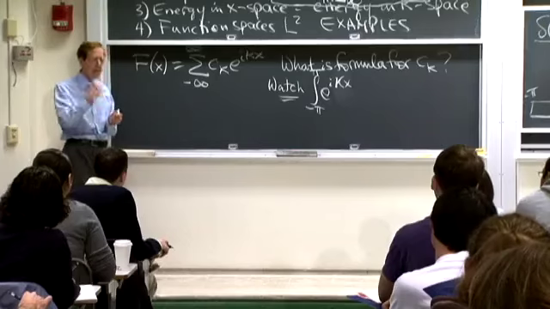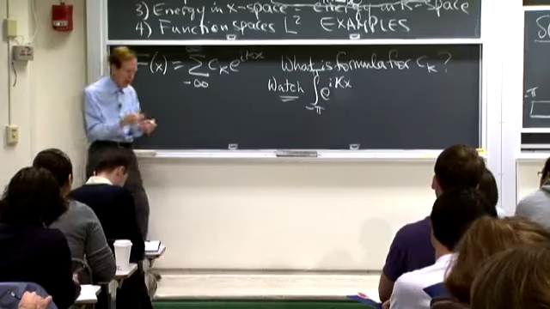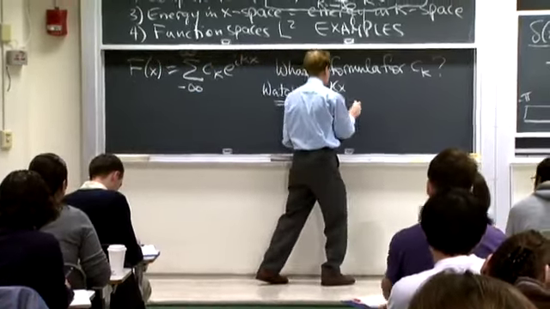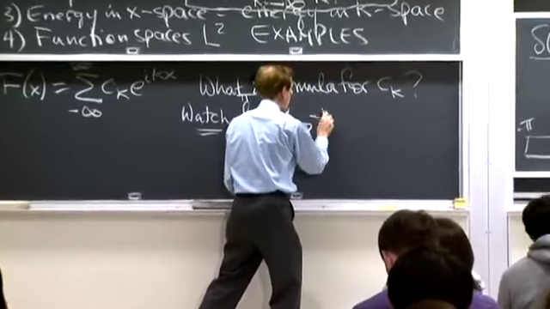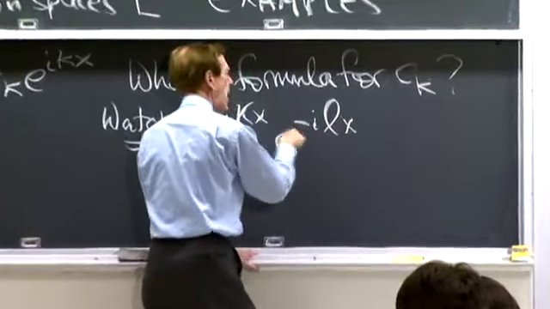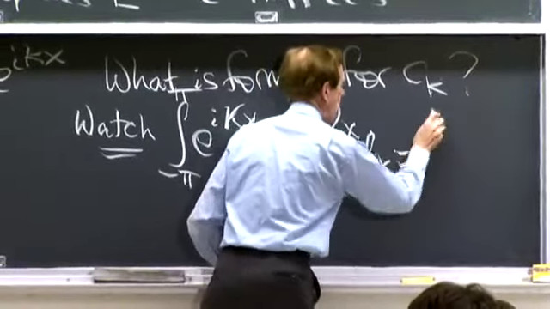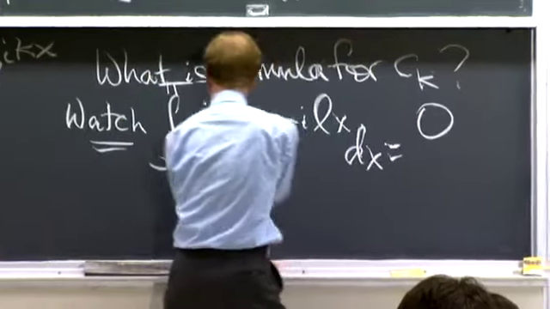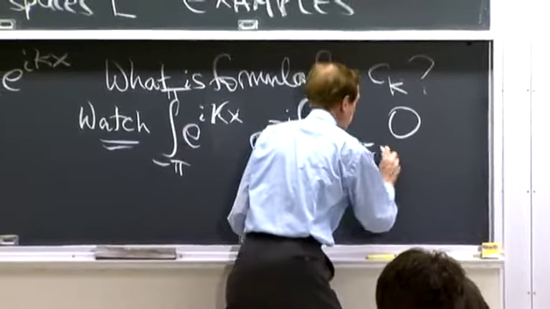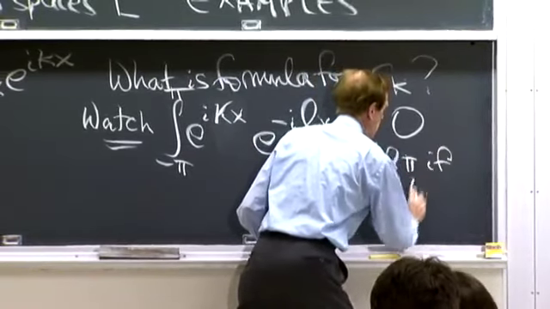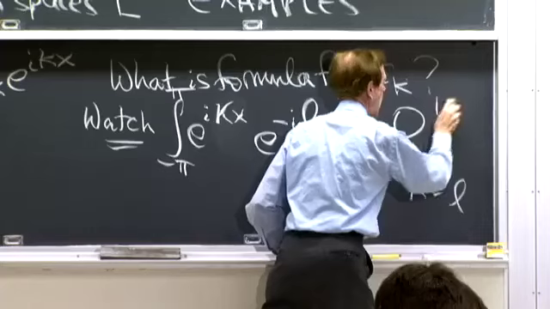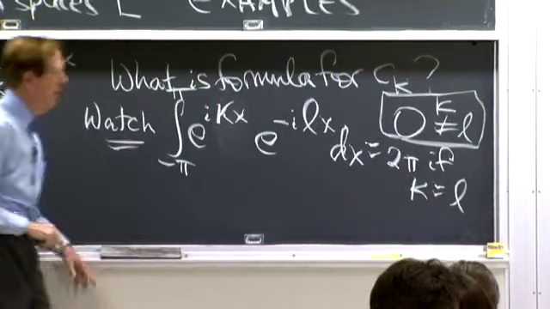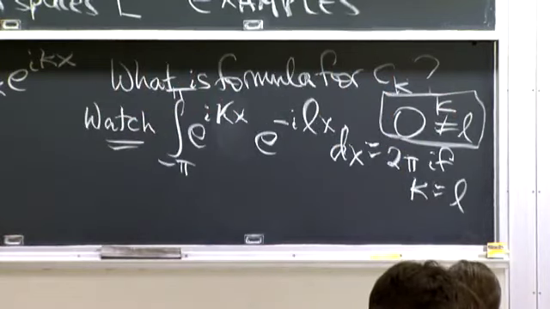You take the conjugate. You change i to minus i in the complex case. So if I take e to the i k x times e to the minus i l x, and notice that minus, I claim that I get 0, except if k is l. When k is l, I get 2 pi. I get 0 if k is not l. That's the beautiful orthogonality. I'm not too worried about the 2 pi. I'll figure that out.